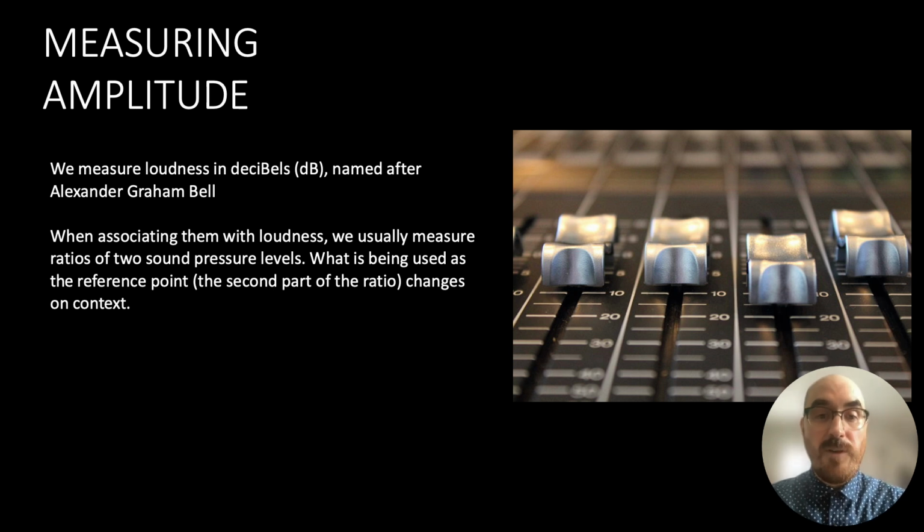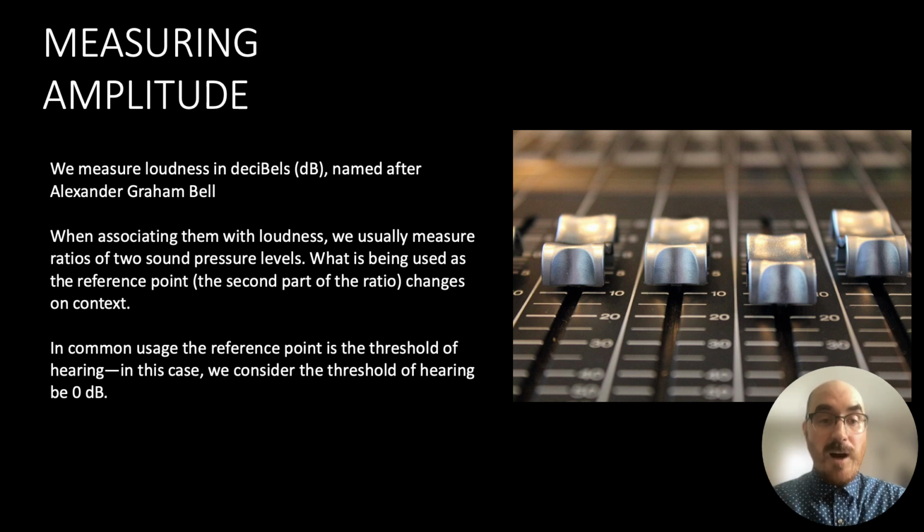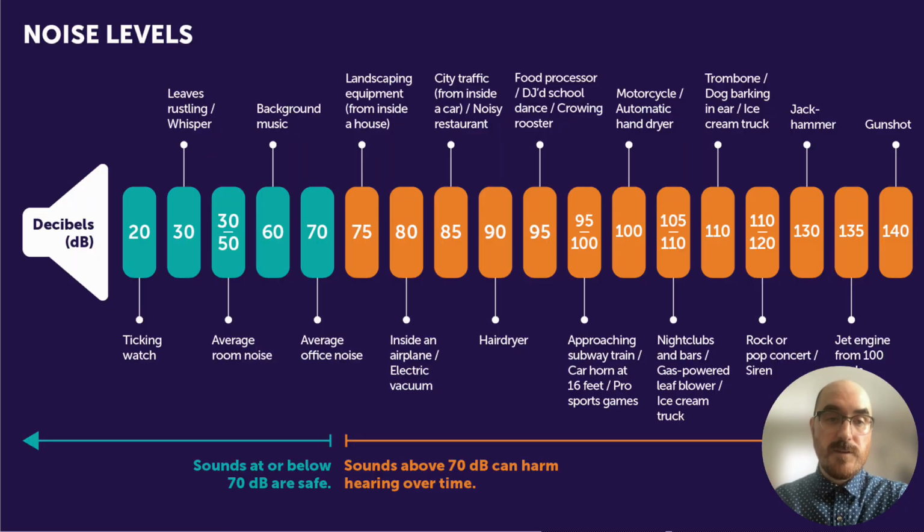When associating them with loudness, we usually measure ratios of two sound pressure levels. What is being used as a reference point changes depending on context. In common usage, the reference point is the threshold of human hearing, which we consider to be 0 dB. So if something is 0 dB, it doesn't mean that there's actually no physical movement in that sound. It just means that it's become imperceptible to humans. So the decibel is a perceptual measure of loudness.